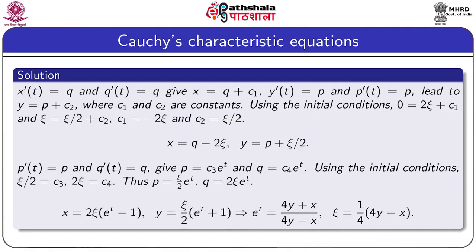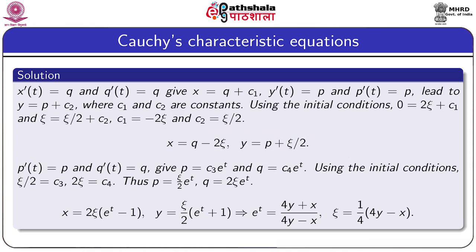Now, we have the equations x dash t equals q, q dash t equals q. From these two equations we can find a relation between x and q as x equals q plus c1, and also y dash equals p, p dash equals p. We obtain a relation y equals p plus c2, where c1, c2 are constants. So, using the initial conditions, one can obtain a relation between x and q as x equals q minus 2 zeta and y equals p plus zeta by 2.